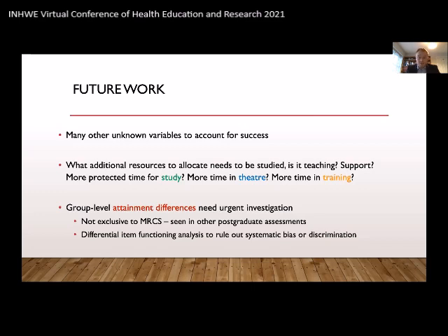And lastly, as I said earlier, we did identify worrying group level attainment differences, and these do need urgent investigation. They're by no means exclusive to the MRCS and have been seen in other postgraduate assessments, in the FRCS, as we spoke about earlier, in the postgraduate assessments in the UK for GPs, for physicians, as well as in the USMLE used in the United States. Further analysis with differential item functioning could help to rule out systematic bias or discrimination within the questioning, and that needs to be done urgently.